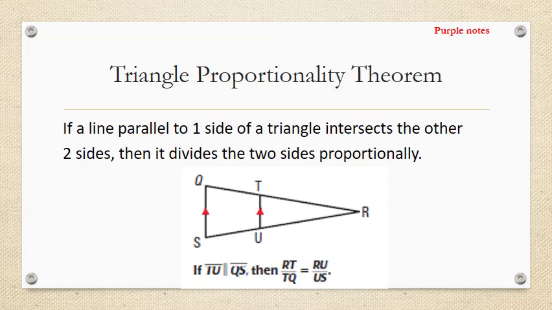So let's start off the notes with the first theorem, the triangle proportionality theorem, and that states if a line parallel to one side of a triangle intersects the other two sides, then it divides the two sides proportionally.